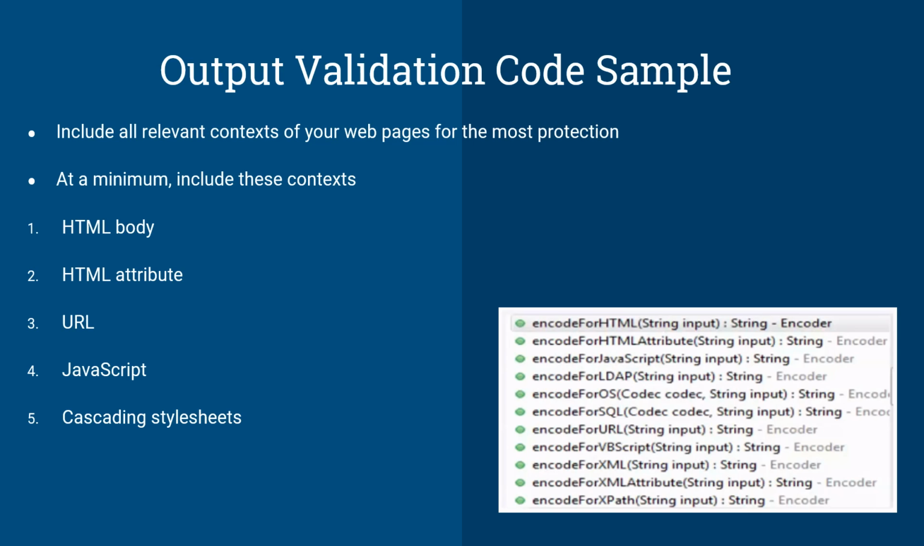Generally, you would have some sort of library that can encode for all of these different contexts for you. What I'm showing is the drop-down list for the encoder I mentioned on the previous slide. But look inside the encoder of your framework and make sure that different contexts can be encoded.